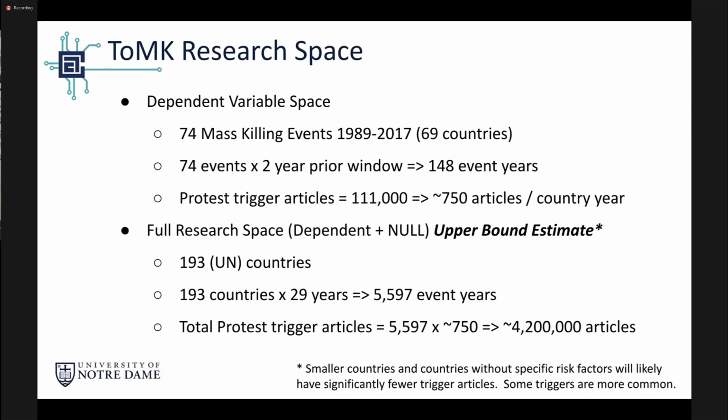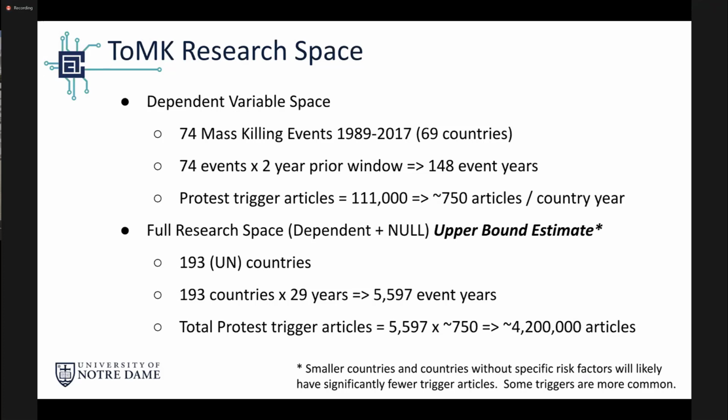If you were to do an upper bound estimate, we have not tried to pull all of the null space down yet. Most of this is licensed through our relationships with LexisNexis. But the upper bound, going through United Nations countries, there's currently 193 of them. At 29 years, we've got almost 5,600 event years. At the same number of articles per event year, we'd be around 4 million articles. Obviously, that's an upper bound estimate.